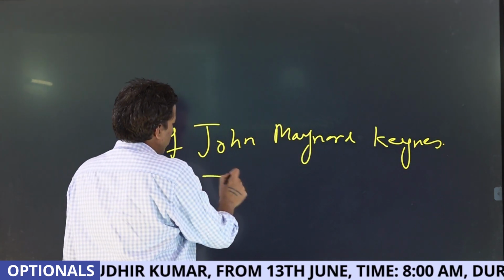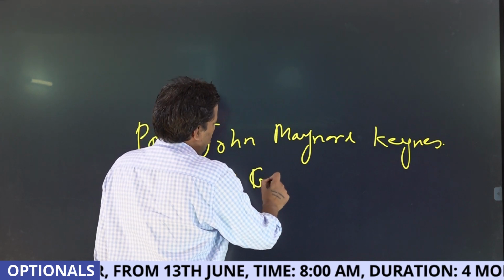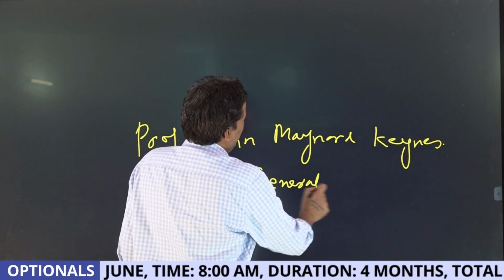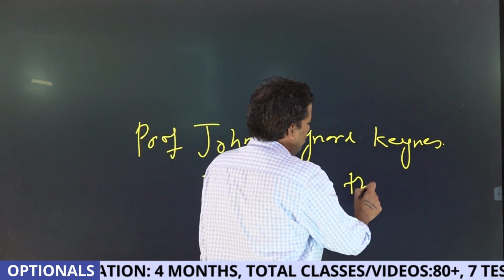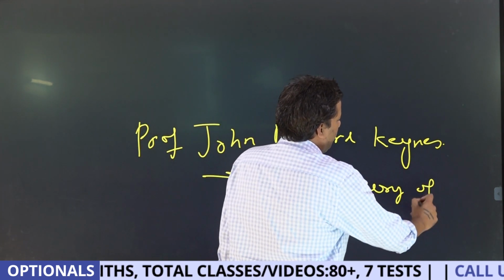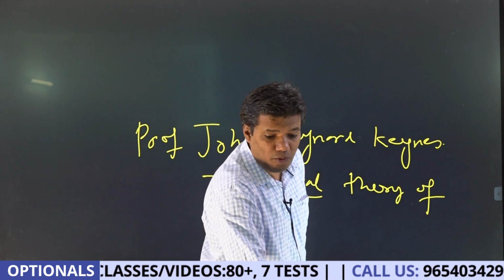Keynes's book is General. See, the word general has a meaning here. General Theory of Employment, Interest and Money.